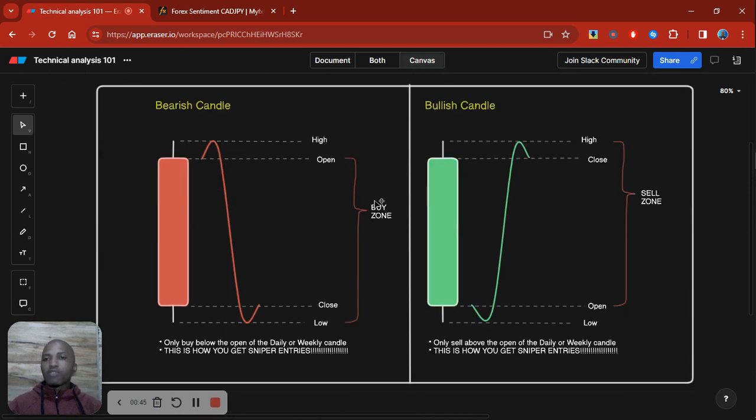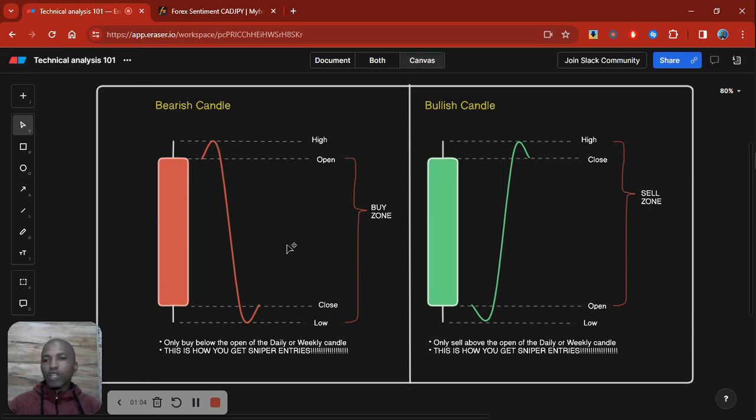But essentially in that video, I was breaking down this, right? The anatomy of the candlestick, so that you can have an understanding of why we specifically use the open. If we're looking to buy, we want price to be below the open. If we're looking to sell, we want price to be above the open, right? And the reasons why, I explained that in that video.